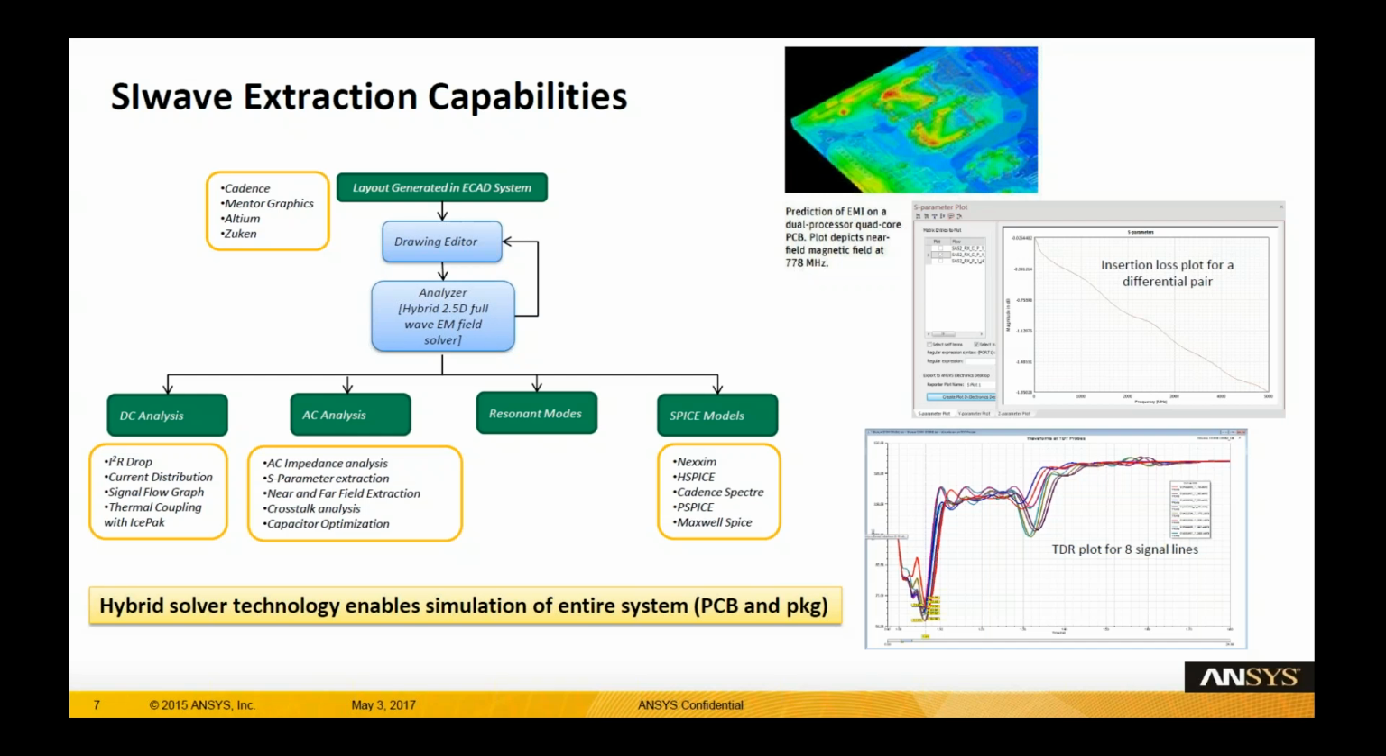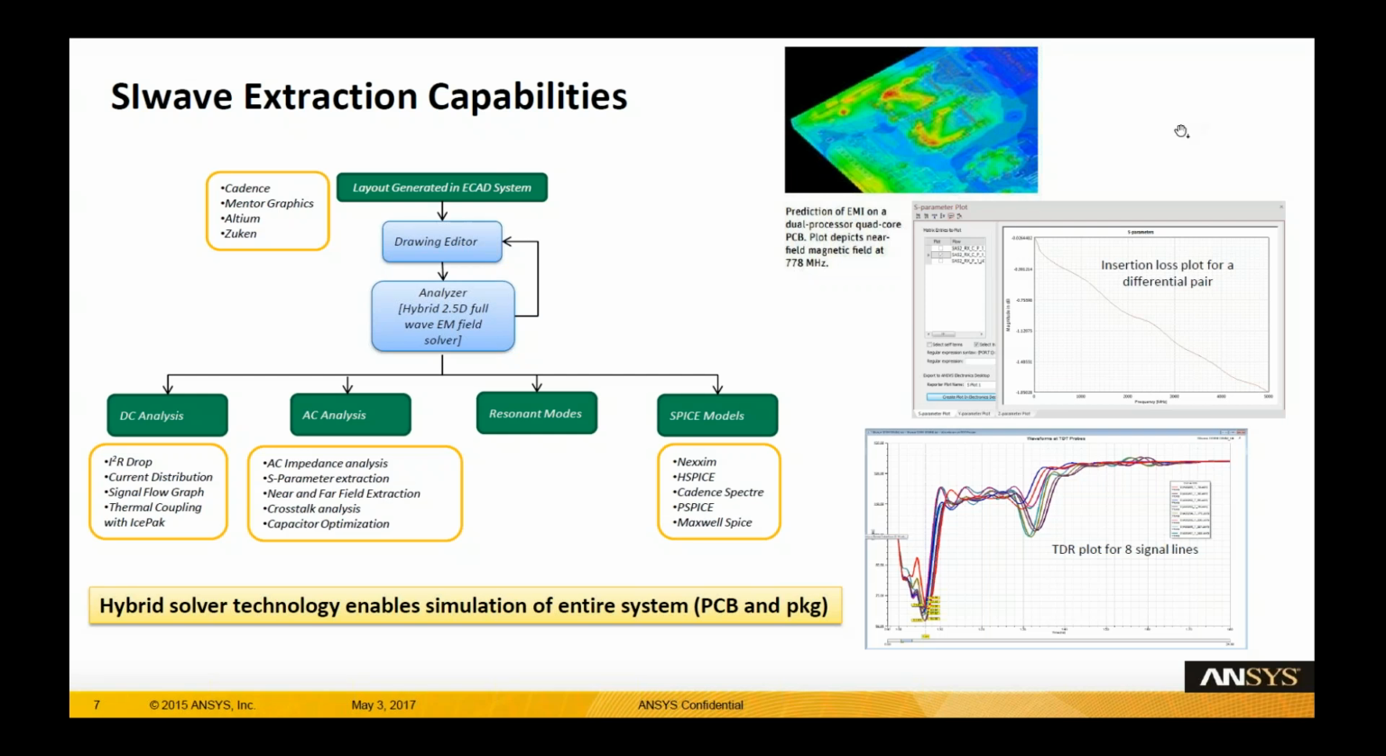In the DC analysis, we have I squared R drop, which is current distribution, signal flow graph, coupling with Icepak, and also in AC analysis, we have impedance analysis, S parameter extraction, near and far field extraction, crosstalk analysis, capacitor optimization, and also the SPICE models. We have ANSYS's own Nexxim, HSPICE, Cadence Spectre, PSpice, and the Maxwell SPICE.